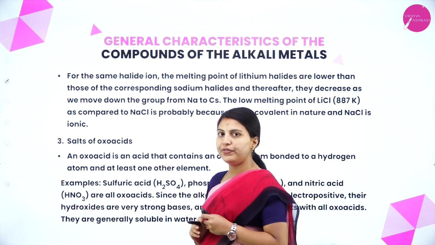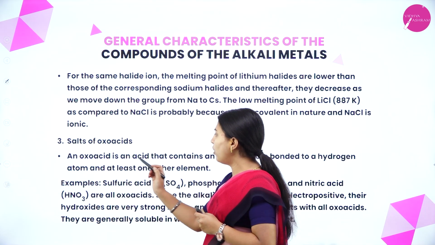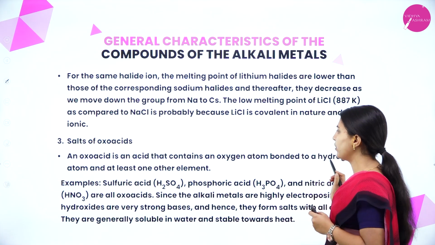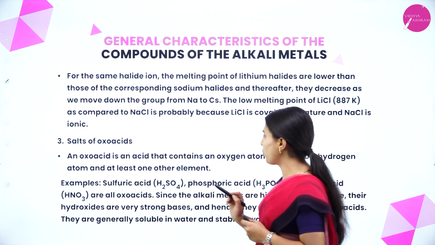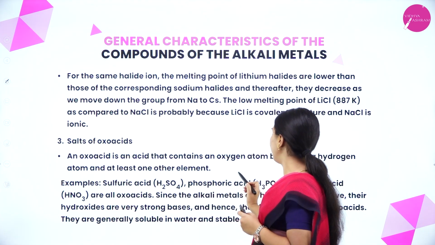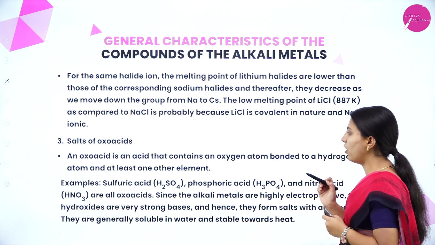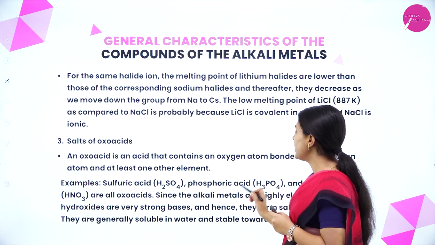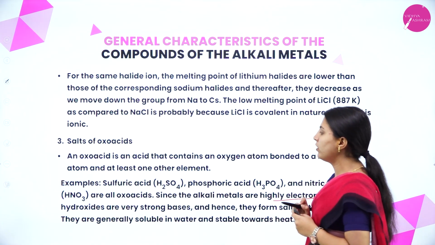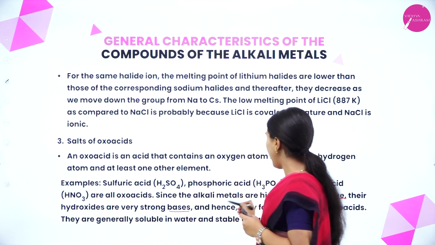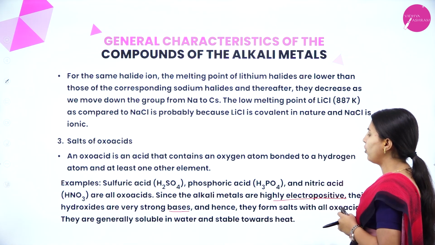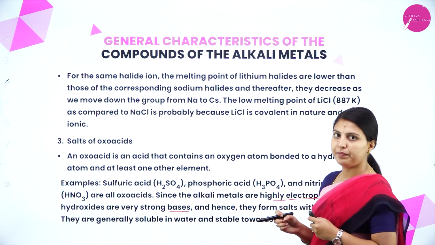Next, salts of oxo acids. An oxo acid is an acid that contains an oxygen atom bonded to a hydrogen atom and at least one other element. For example, sulfuric acid, phosphoric acid and nitric acid are all oxo acids. Since the alkali metals are highly electropositive, their hydroxides are very strong bases and hence they form salts with all oxo acids. They are generally soluble in water and stable towards heat.